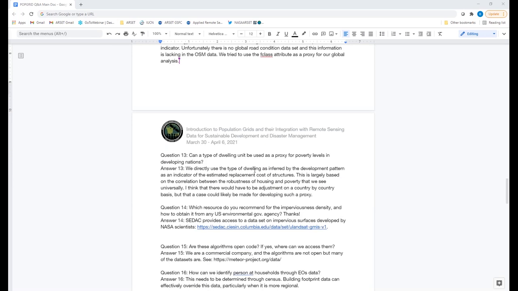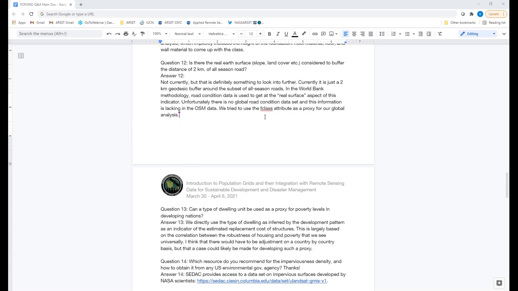The F-class attribute can vary a lot country to country, or rather how it's been applied can vary a lot. The attribute itself has a definition, but how it's applied country to country can vary. So this is part of the global analysis that could be refined.